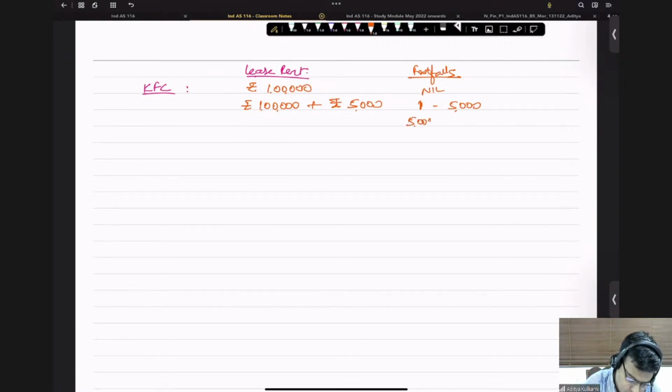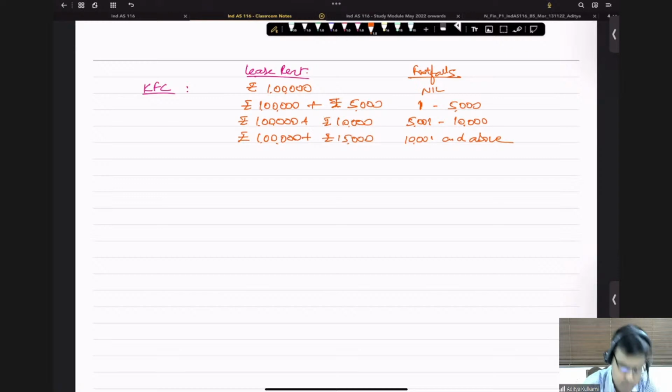Suppose it is 5,001 to 10,000. Then you will be paying rupees 1 lakh plus rupees 10,000. Suppose it is 10,001 and above. Then you will be paying rupees 1 lakh plus rupees 15,000. This is what is going to be my lease rent plans.